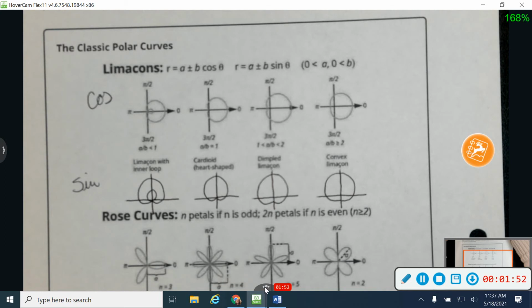The second one, the cardioid, goes through 0, 0. That's the difference, is that it goes through 0, 0. Or in this case, through the pole. That's what we call that.